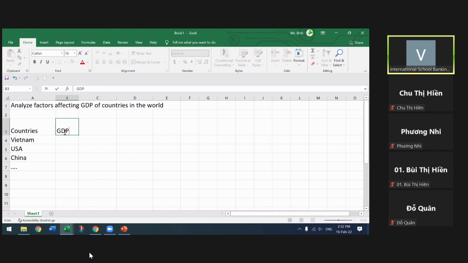So we can get information. The latest data could be in 2020. So GDP, which factor could affect the GDP of a country? Can you name some? Can you name some factors?